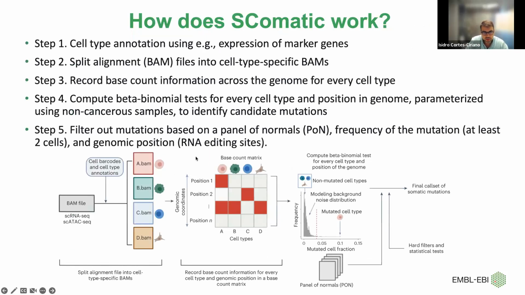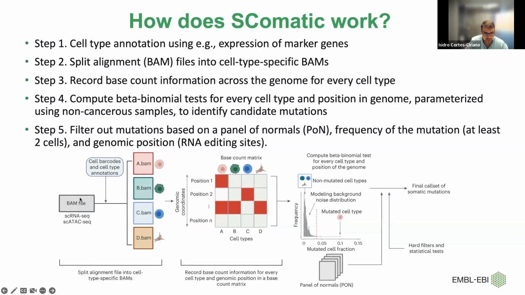So the first step of the algorithm is to annotate cell types. We can use, for example, the expression of marker genes in the case of single cell RNA sequencing, which is the main technology we've been working with. Once we have the annotations for every single cell, we split the sequencing alignment file, usually in binary alignment or BAM format, into cell type specific BAM files. And that is represented here.